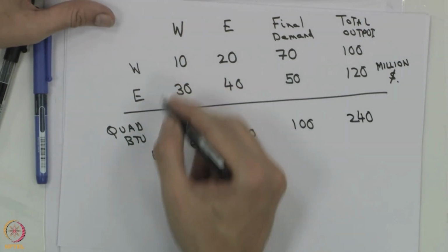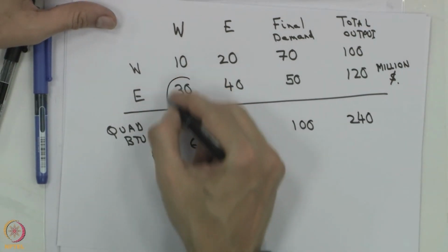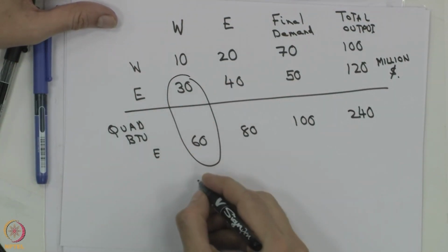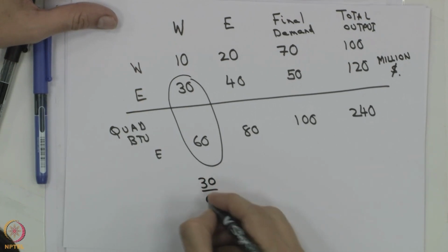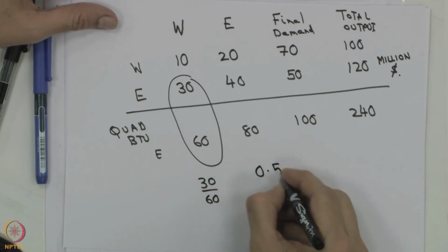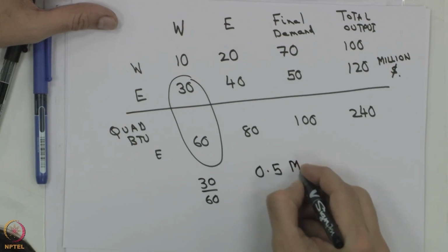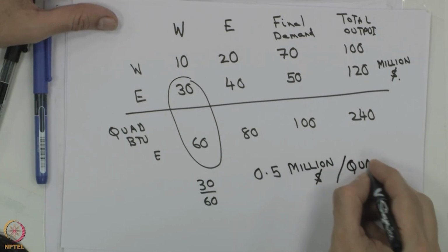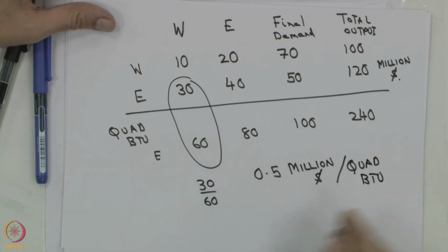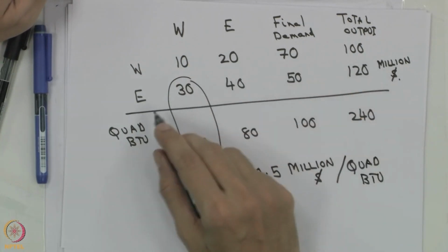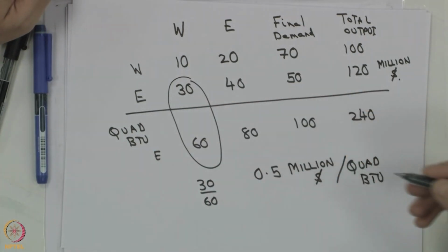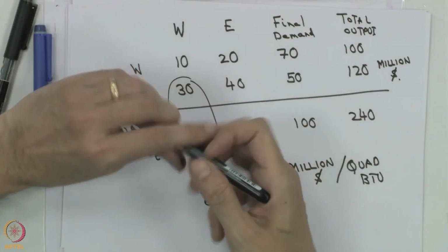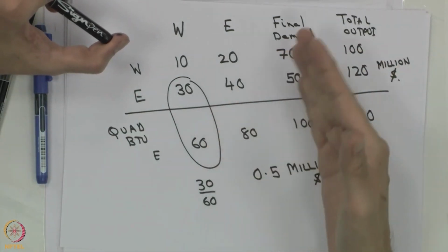So, if you clearly see, this is equivalent to a price of 30 by 60, the price is $0.5 million per quad BTU, and one could operate this with the money terms, do the calculations. After we get the final results, use this factor to get it into the energy terms. So, we can move seamlessly between energy and money.